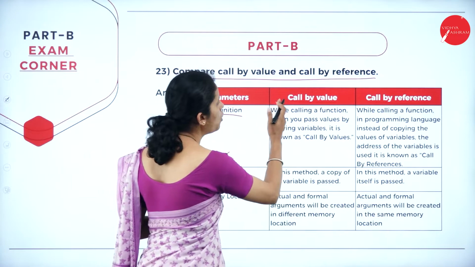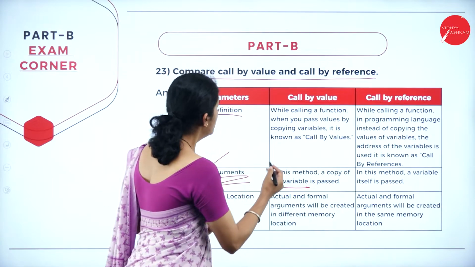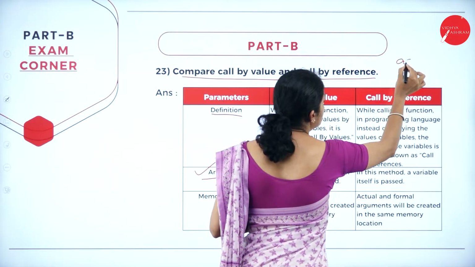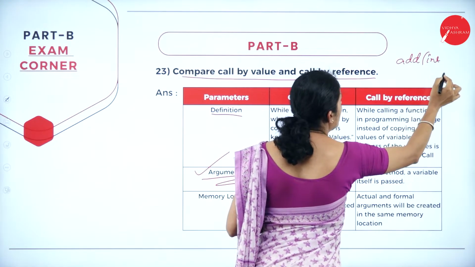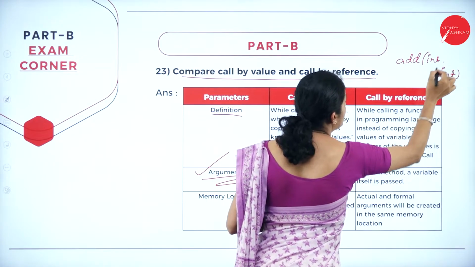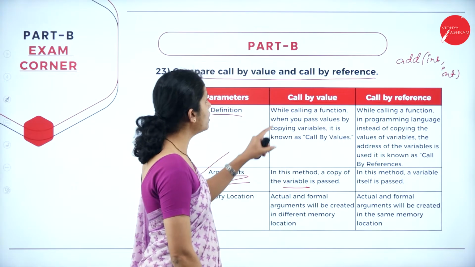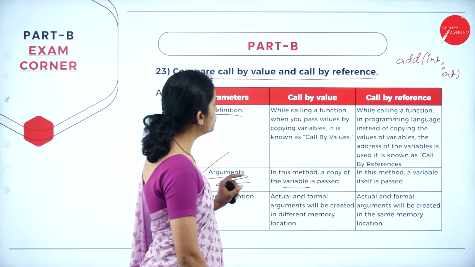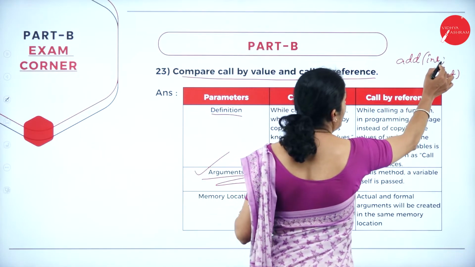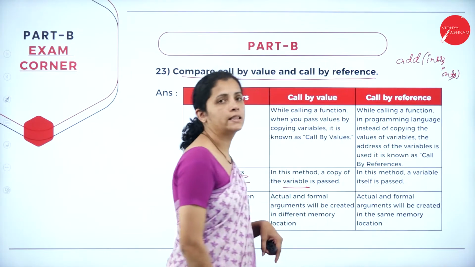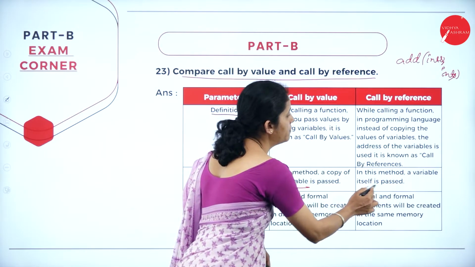If I use call by value, I'm going to pass the variables. So let me write the example here. This add is my function name, and this is int and this one is also int. Now if I write int and int, then this is the example for call by value. So I'm going to call this function with the help of value. But if I write the address operator, then it is nothing but the reference.